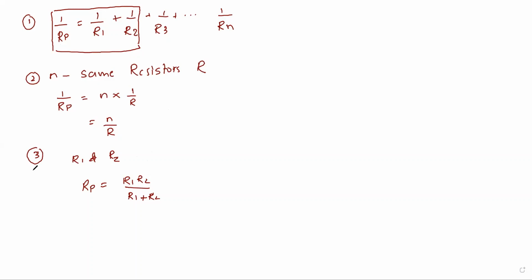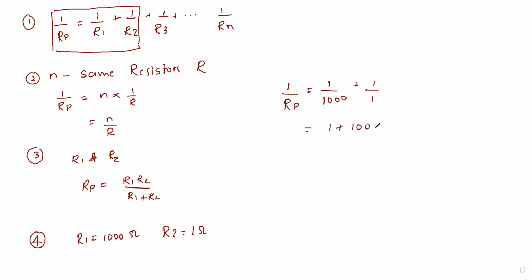And the fourth case is the equivalent resistance. The equivalent resistance will be lower than the lowest value in the combination. In series, it is the highest, whereas in parallel, it is the lowest. For example, if I take R1 as 1000 ohms and R2 as 1 ohm, according to the formula, 1 by Rp is equal to 1 by R1, that is 1000, plus 1 by R2, that is 1. 1 by 1 is 1. If I take the LCM, I get 1 plus 1000 divided by 1000.